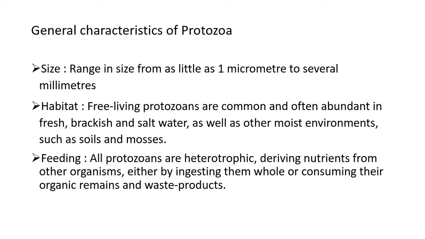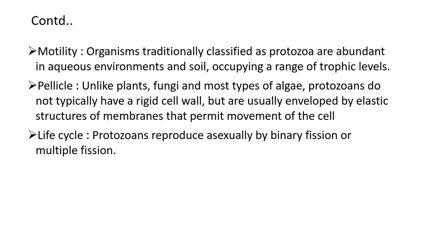They don't produce their food themselves. They are heterotrophs, meaning they depend on others. About motility, protozoans were traditionally classified as protozoa because they are abundant in aqueous environments and soil, occupying a range of trophic levels. Pellicle: unlike plants, fungi, and most types of algae, protozoans do not typically have a rigid cell wall, but they are usually enveloped by elastic structures of membranes that permit the movement of the cell. That is the pellicle. About the life cycle, protozoans reproduce asexually by binary fission or by multiple fission.